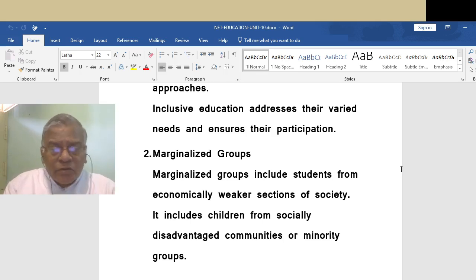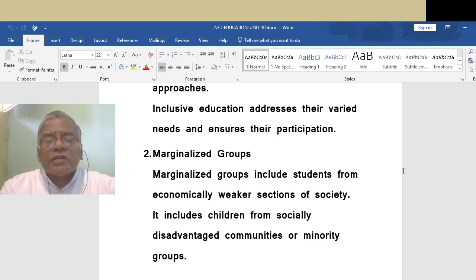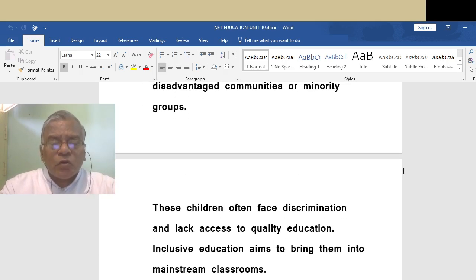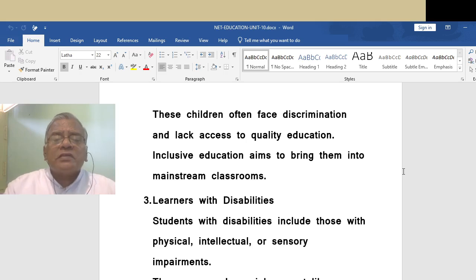Then marginalized groups. Marginalized groups include students from economically weaker sections of society. It includes children from socially disadvantaged communities or minority groups. These children often face discrimination and lack access to quality education. Inclusive education aims to bring them into mainstream classrooms.